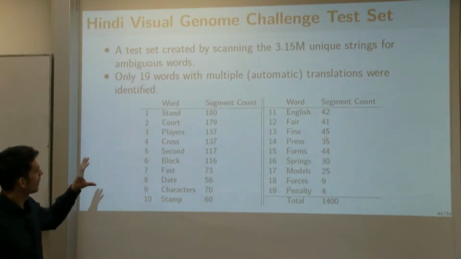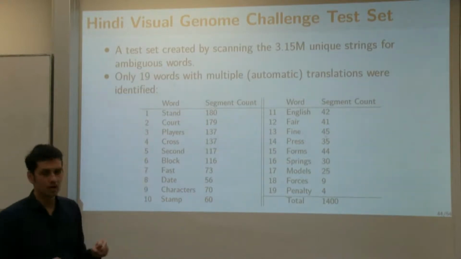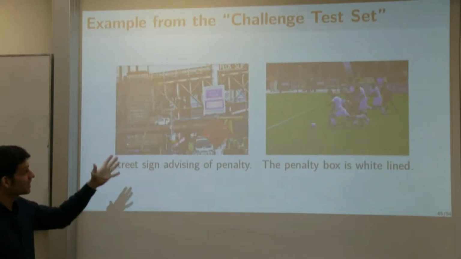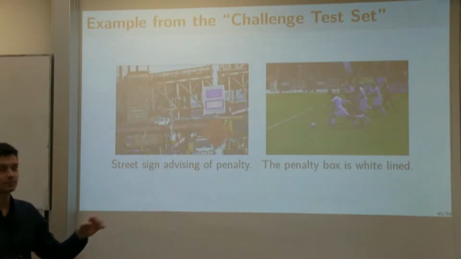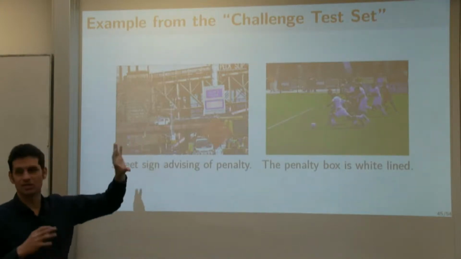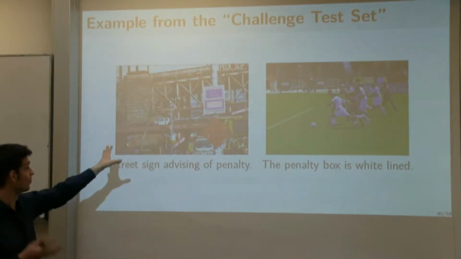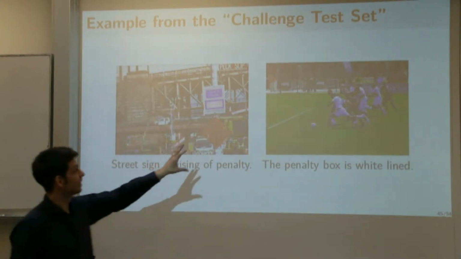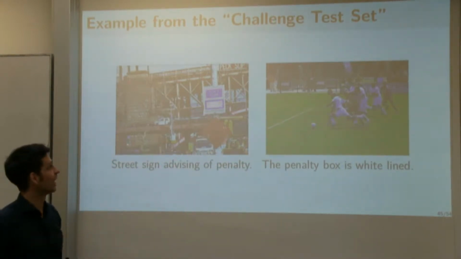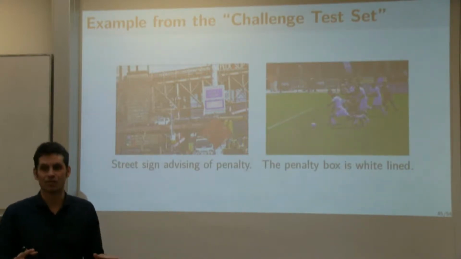And then the point was to translate sentences with these words, and hopefully the image would have helped. Here is an example of the word penalty. And as you see, obviously the images indicate that the penalty in the left-hand picture is the fine that you will have to pay for something, and the penalty or the penalty box is related to the soccer game in the right-hand picture. So the pictures here are clearly informative.